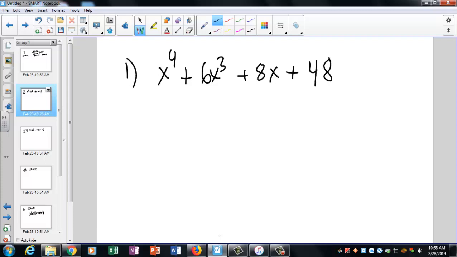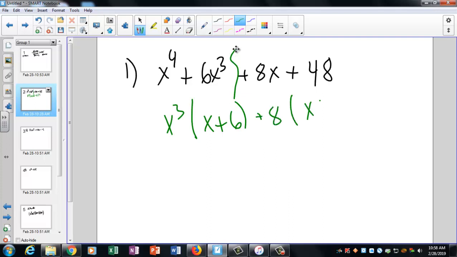All right, if it has 4 terms, you're going to factor by grouping. What that means is you're going to group the first 2 and the next 2. Generally you want to make sure they're in descending order, 4, 3, 1, 0. So you're going to take out the x cubed. You're going to get x plus 6. Do we agree? You're going to take out the 8. You're going to get x plus 6.